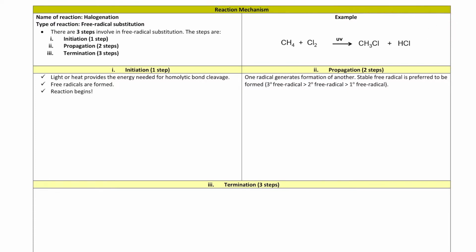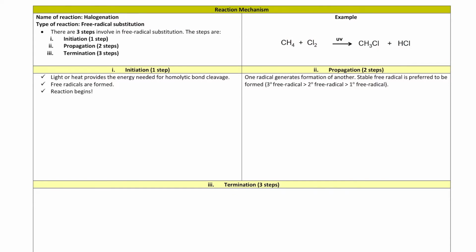Alright, so for today's reaction adalah halogenation. The name of reaction is halogenation. The type of reaction is free radical substitution. That means in this reaction we are going to substitute Cl into this alkane to produce haloalkane. So that is what we call halogenation or free radical substitution lah.